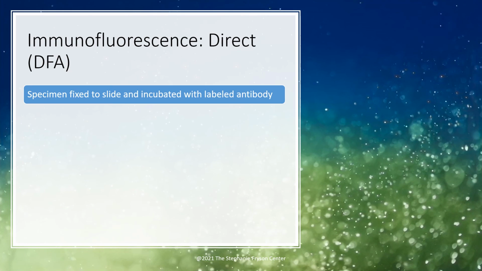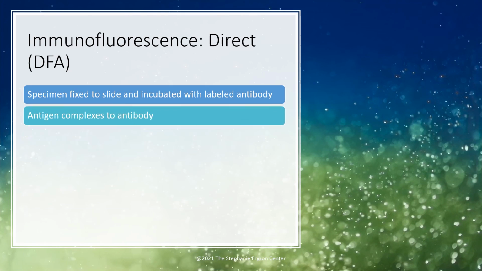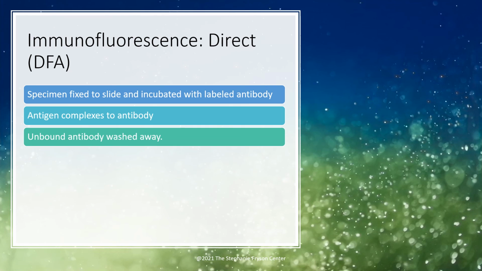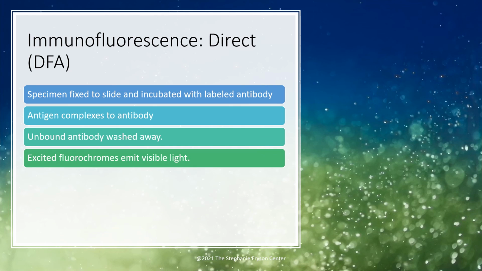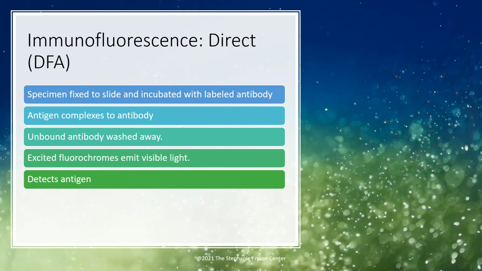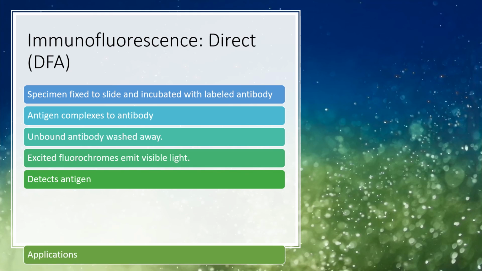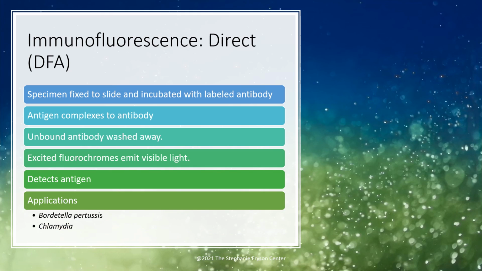All right, direct immunofluorescence: specimens are fixed to the slide, like I said, the antigen complexes with antibody, unbound is washed away, and then the excited fluorochromes give off a light so that you can detect the antigen. It is used for Bordetella or Chlamydia.